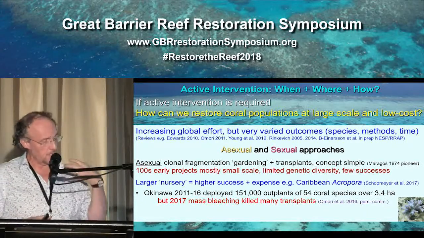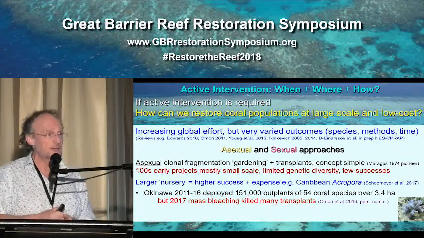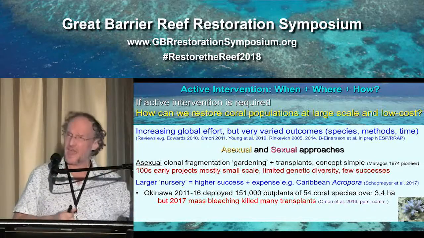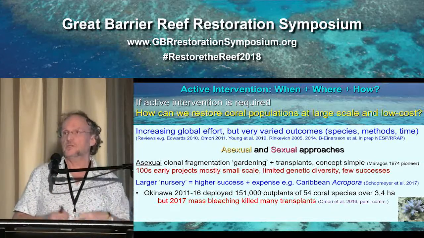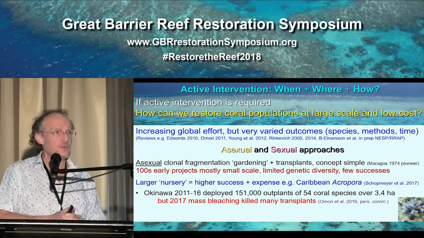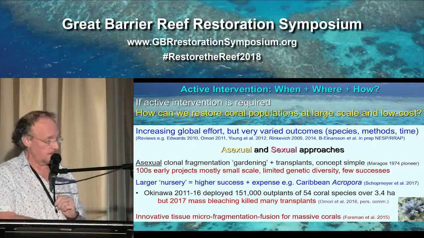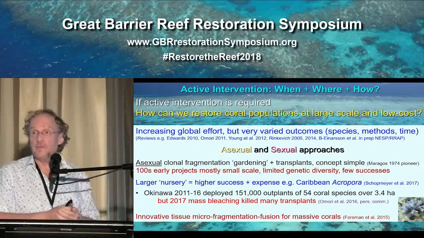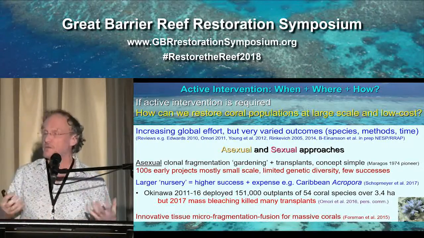Mori actually did a very interesting study over a 5-year period with local communities in Okinawa, and he outplanted 151,000 outplants from more than 50 species over a 3-hectare area. But unfortunately, most recently he emailed me and said many of them had died as a result of the 2017 coral bleaching event.